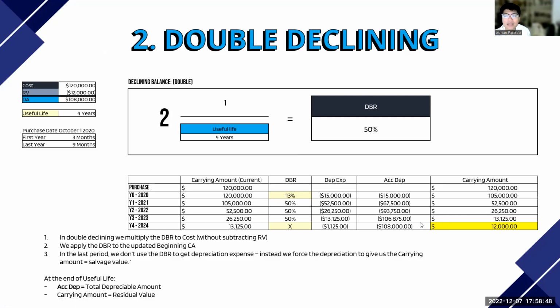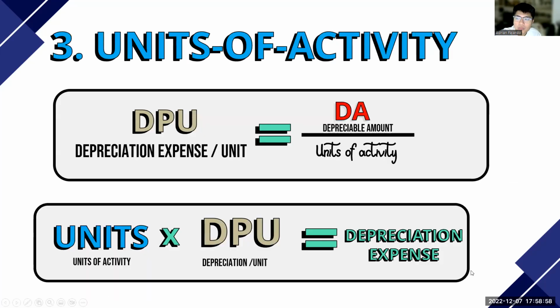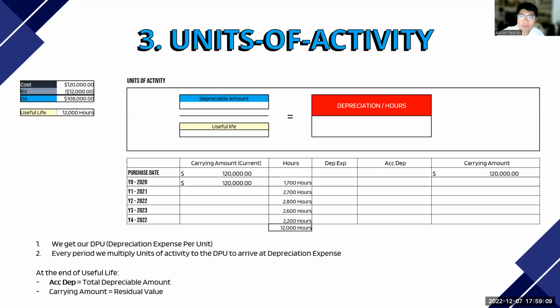Walang effect sa end because in the end, regardless kung mid-year purchase, pino-force natin yung last depreciation expense so that we can bring out the salvage value and the carrying amount. So the last is units of activity, and si units of activity yung wala kang pakialam kung mid-year yung purchase, because hindi siya time-based. It's activity-based, right?